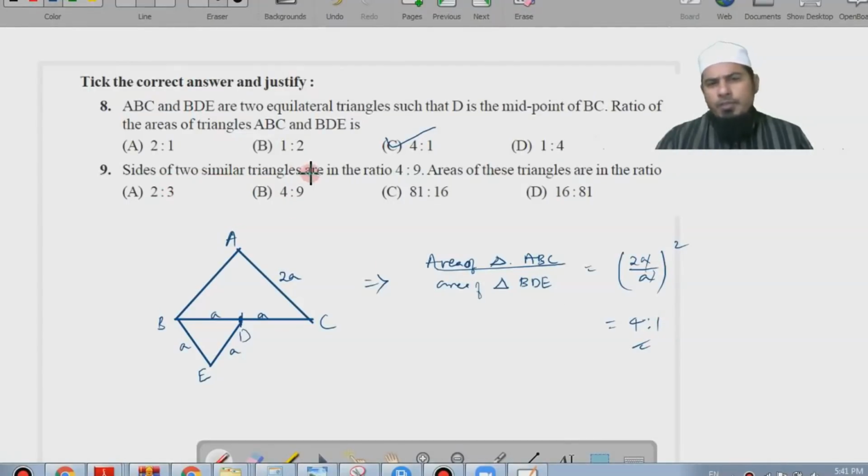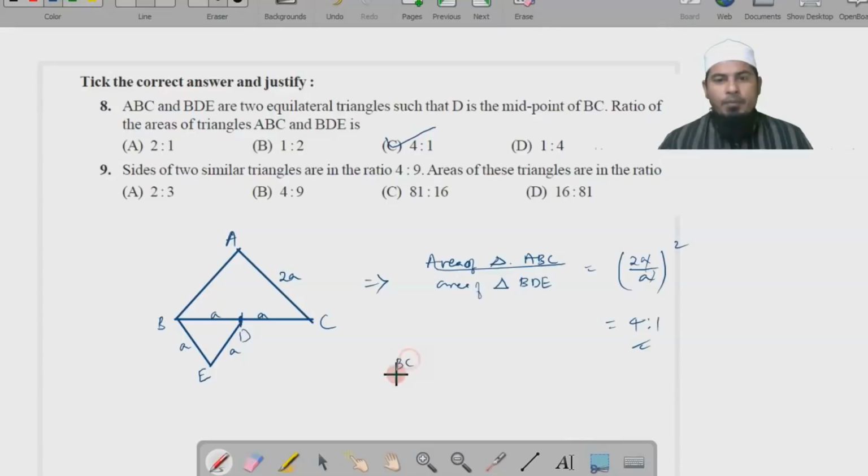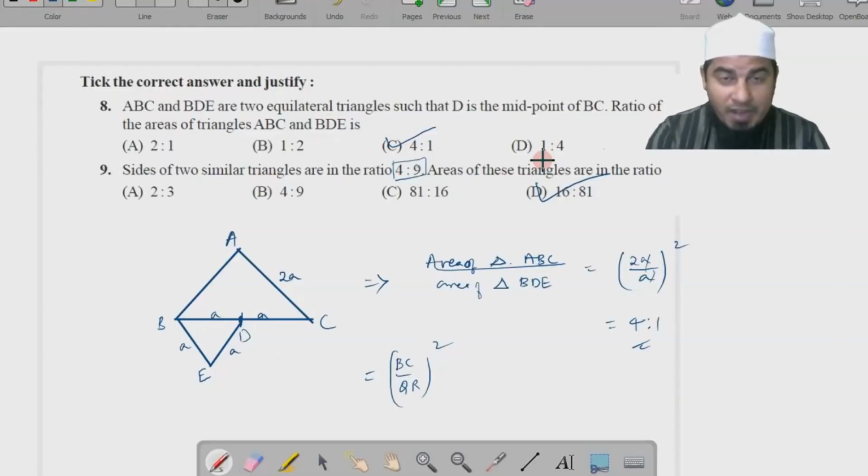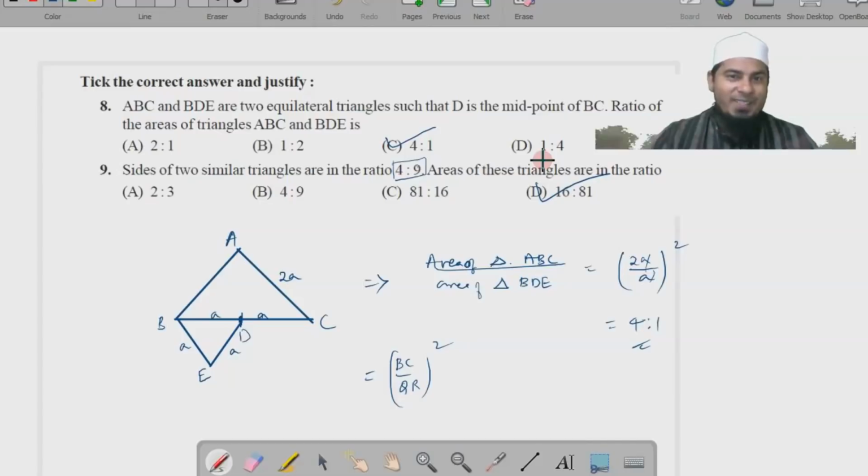Sides of two similar triangles are in the ratio 4:9. What is the ratio of the areas of these triangles? Okay, so sides are in the ratio 4:9. For example, BC by QR whole square, and areas will be the square of the ratio of the corresponding sides. If the sides are in this ratio, areas will be the squares of the ratio of the corresponding sides. 4 square is 16, 9 square is 81. This will be the answer. I hope you understood and completed this exercise with the help of the fact that the ratio of the areas of two similar triangles is equal to the square of the ratio of their corresponding sides.